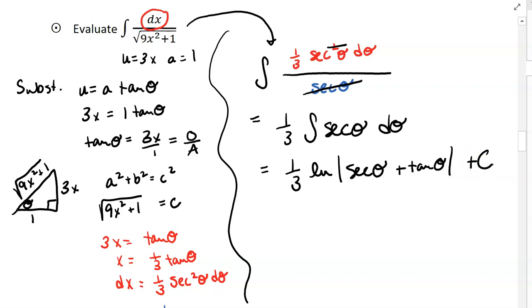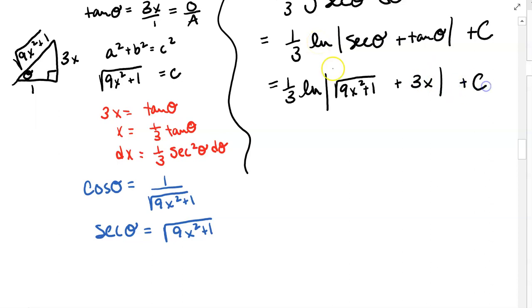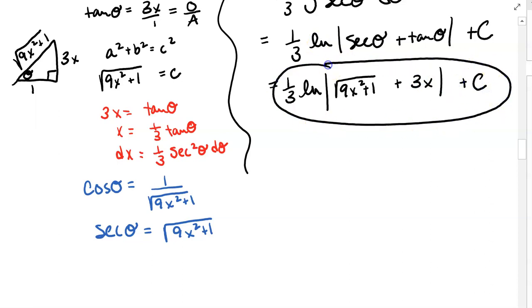So now I just need to convert back to x. So I'm going to need a couple of things. I'm going to need the secant of theta and the tangent of theta in terms of x. And in this case, we actually already have those because we know that the secant of theta is the square root of 9x squared plus 1. So I'm going to have 1/3 times the natural log of the absolute value of the square root of 9x squared plus 1 plus the tangent of theta, which is 3x. And that's all going to be plus c. So that will be my answer.